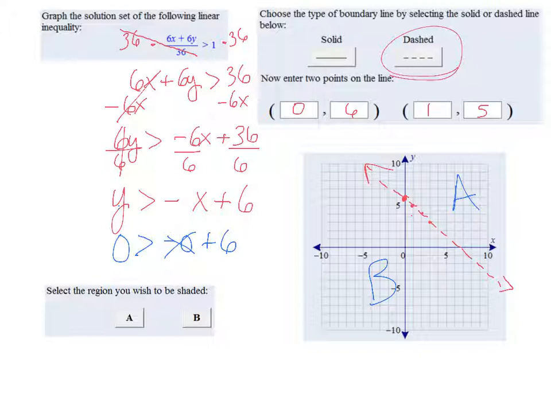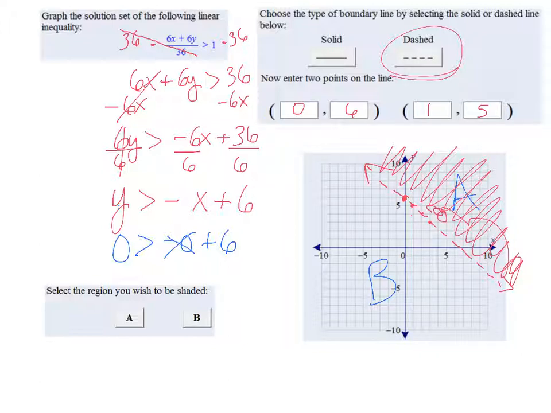I do not want to shade where 0, 0 is. I'd want to shade on the other side. So all of these ordered pairs on this side of the line, but not including the points on the line, because see how it's dashed? It doesn't include those. I'd want to shade side A.